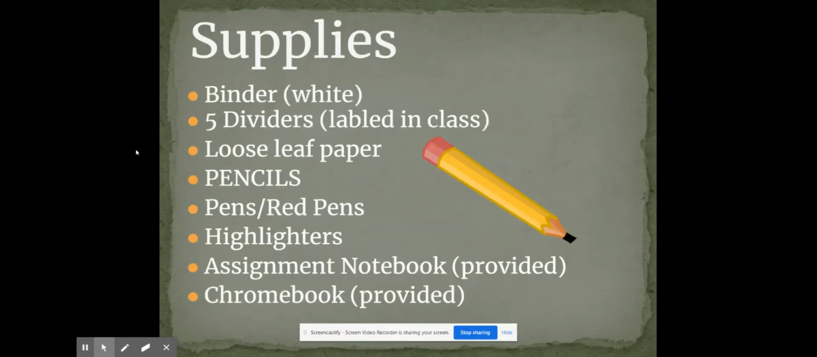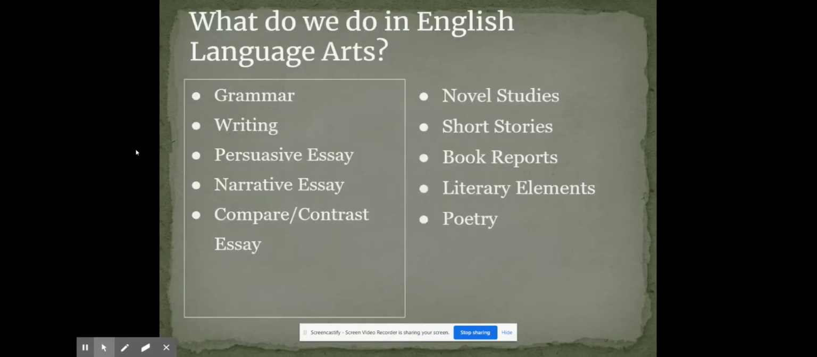The supplies that your student needs for class are a white 1-inch binder, 5 dividers that we labeled in class, loose leaf paper, pencils, pens, red pens, highlighters, the school-issued assignment notebook, and a charged Chromebook. It is important that they use this just for English Language Arts because we have a lot of things we need to keep organized throughout the year.